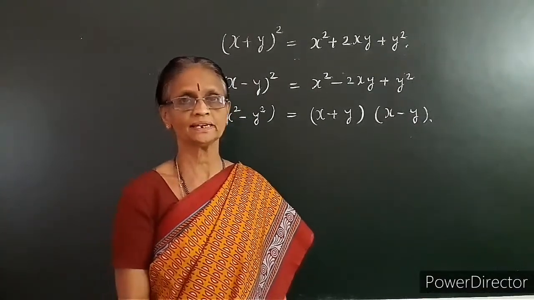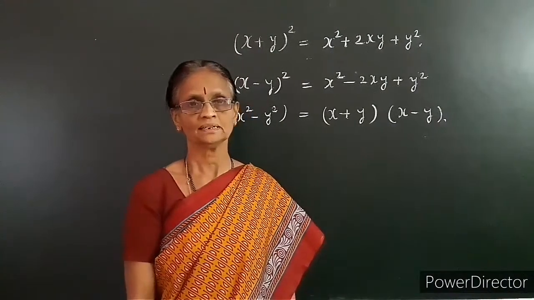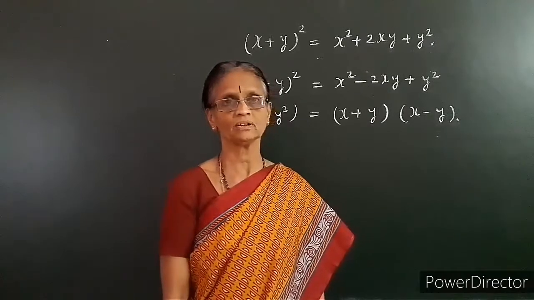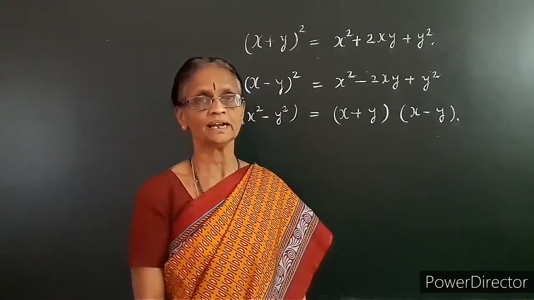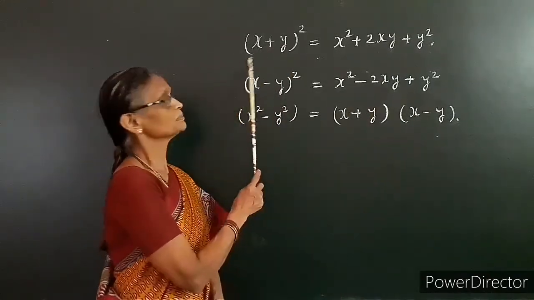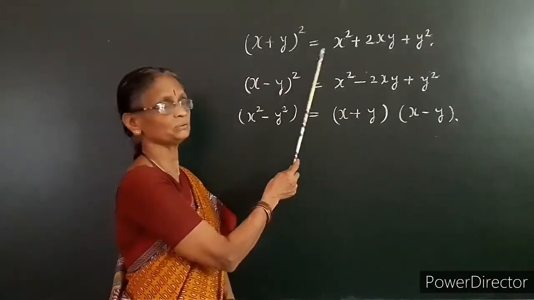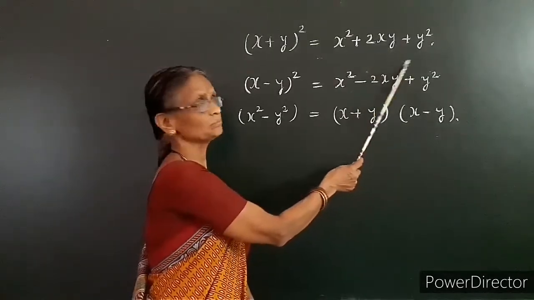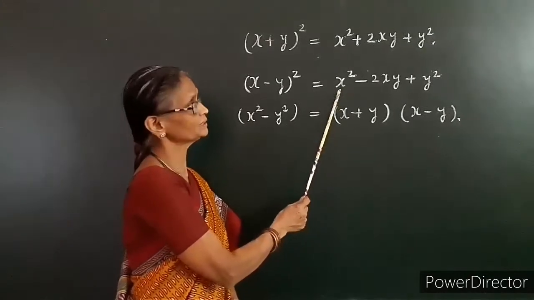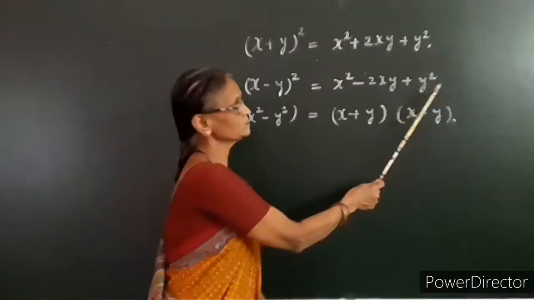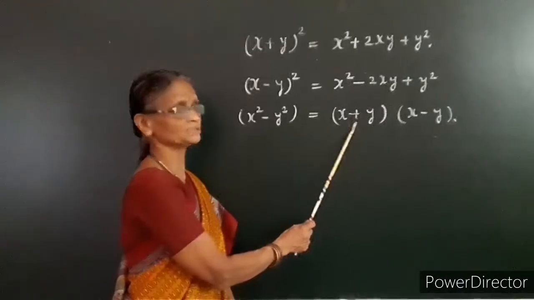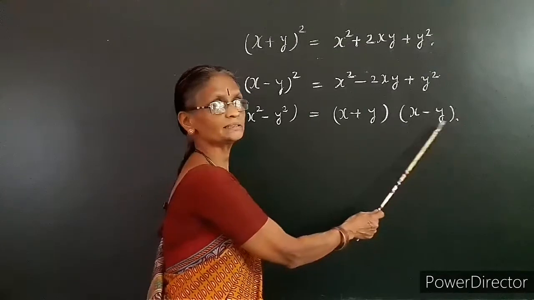Subtraction, multiplication and division in previous classes. And also we have studied how to factorize the given algebraic expression by using identity. Let us recall some identities. (x plus y) whole square equal to x square plus 2xy plus y square. (x minus y) whole square equal to x square minus 2xy plus y square. x square minus y square equal to (x plus y) into (x minus y).